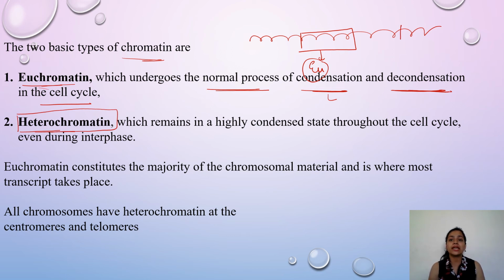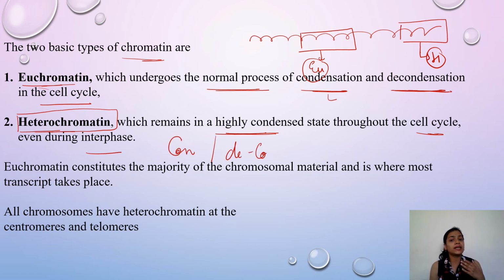If I say this is the heterochromatin part, this is that type of chromatin which remains highly condensed through the entire state of the cell cycle. Even during the interphase, this part of the heterochromatin is that region which will not undergo any kind of condensation or decondensation. So whatever genes are present in that area of the DNA, they will always remain inactive. During replication and transcription, this part will not get highly loosened up.